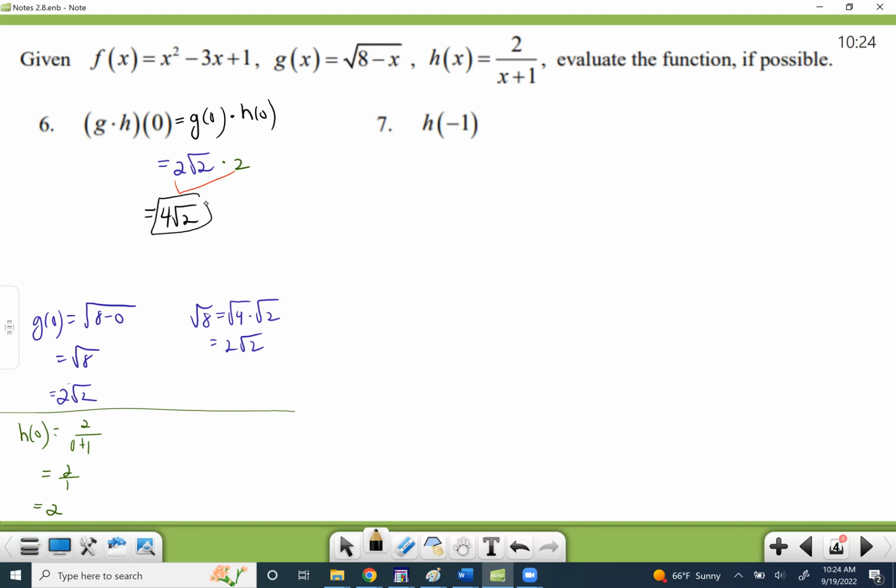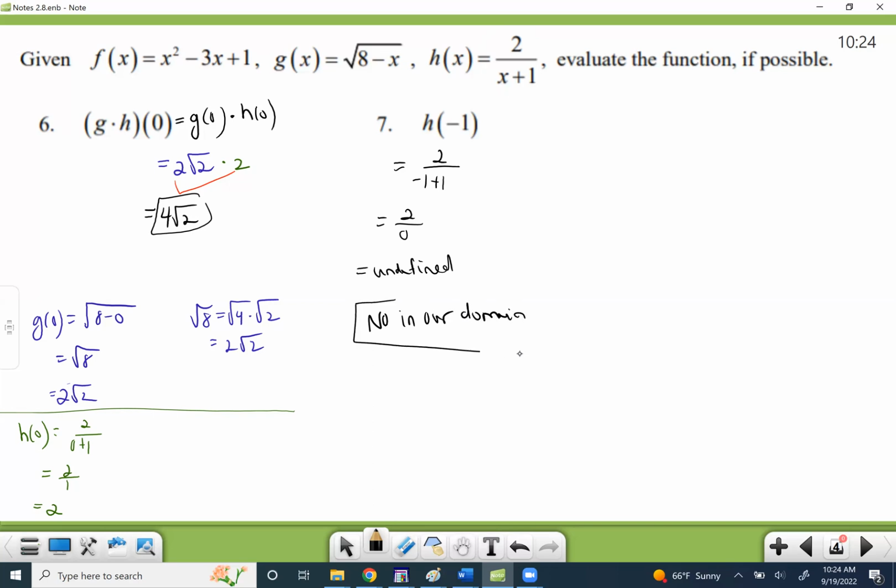Okay. And then finally, h of -1. So we're going to substitute -1 in for the x. So we've got 2 over -1 plus 1, which gets us 2 divided by 0. Remember, division by 0 is not allowed in mathematics, right? So this is undefined. And again, what we could say is just like on the last one, not in our domain.